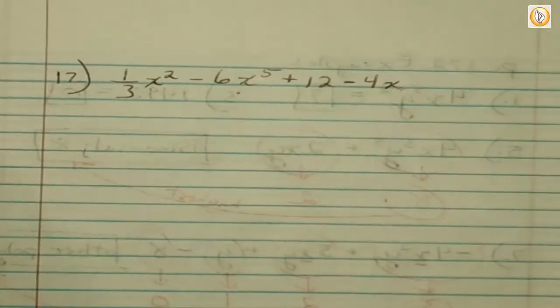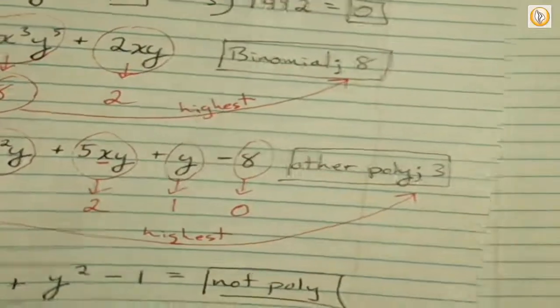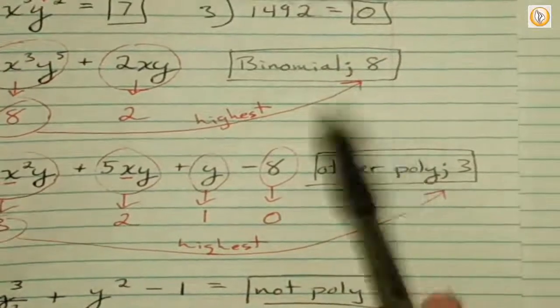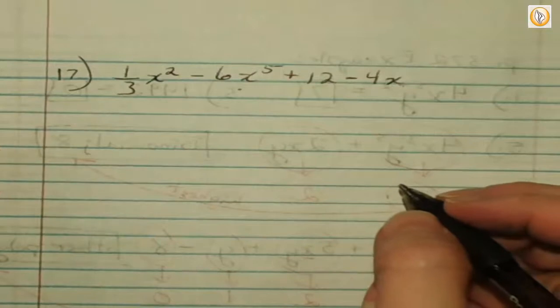Okay, it says write each polynomial in standard form. Standard form. What do y'all think that would be? Descending. That's right. Then classify it by its degree and its number of terms, like what we did over here. You're doing the exact same thing as you are here, but this time we're rewriting it in the correct format. Okay, so let's do that.